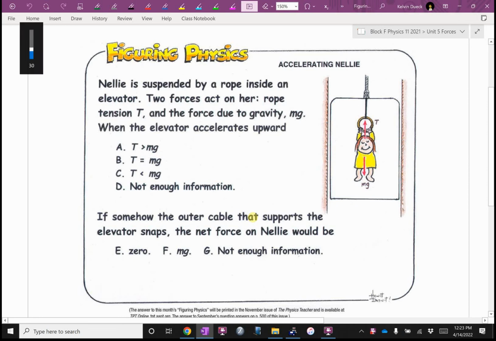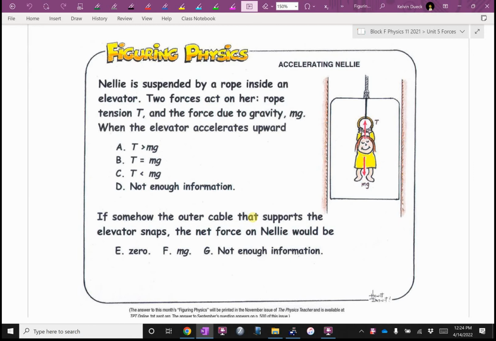So here's our thought puzzle. It says this: Nellie is suspended by a rope inside an elevator, like in the little picture. Two forces act on her: the rope force, tension, T, and the force of gravity, what yesterday I nicknamed the obvious one, mg.